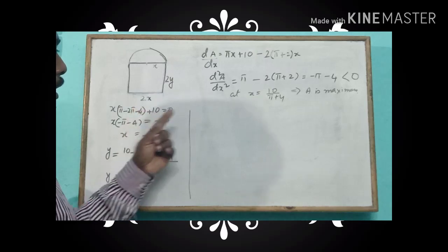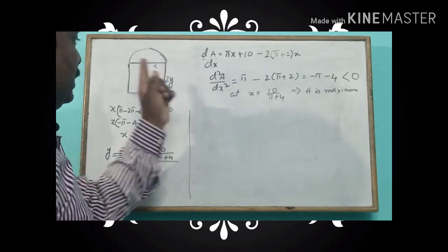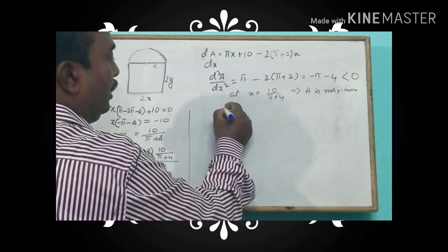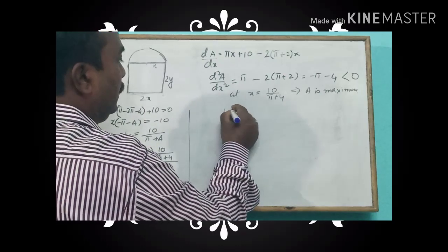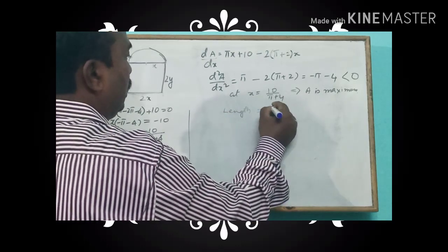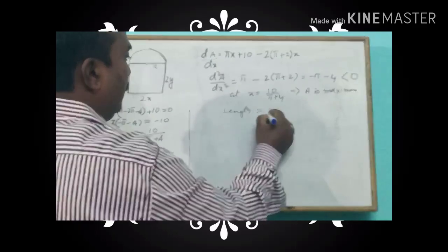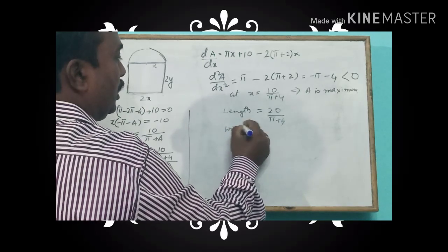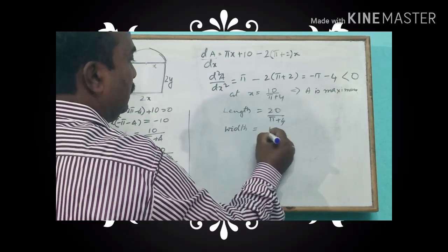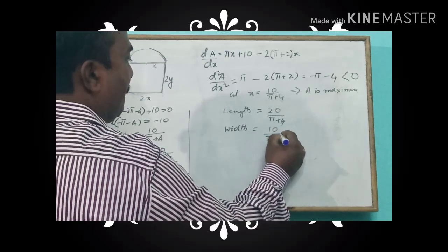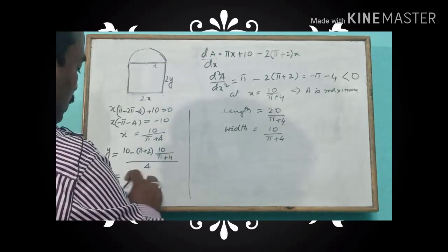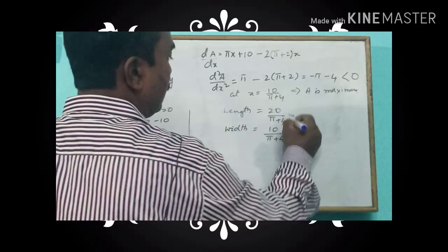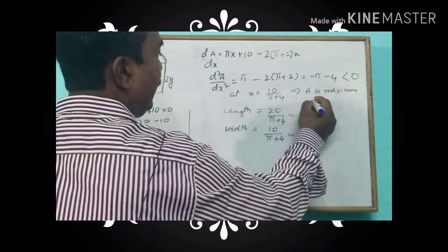Hence x is 10 by (pi plus 4), that is the radius of the semicircle will be 10 by (pi plus 4), and length will be 10 into 2, 20 by (pi plus 4), and width will be 10 by (pi plus 4), that is 5 into 2, 10 by (pi plus 4) meters. This is also meters. This is the radius.